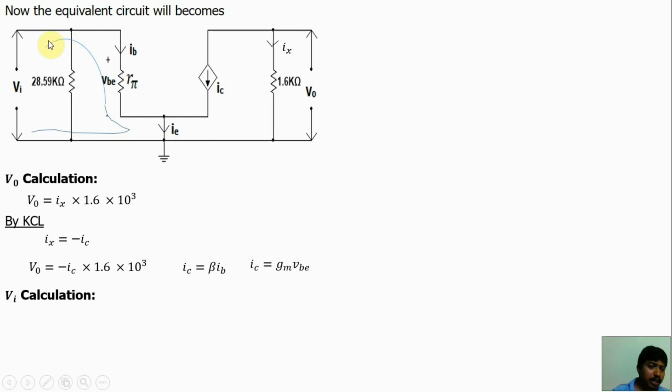Now the calculation of the input voltage. Just apply Kirchhoff's voltage law at this loop. Vi is equal to small VBE. You may write VBE is equal to IB into R by.